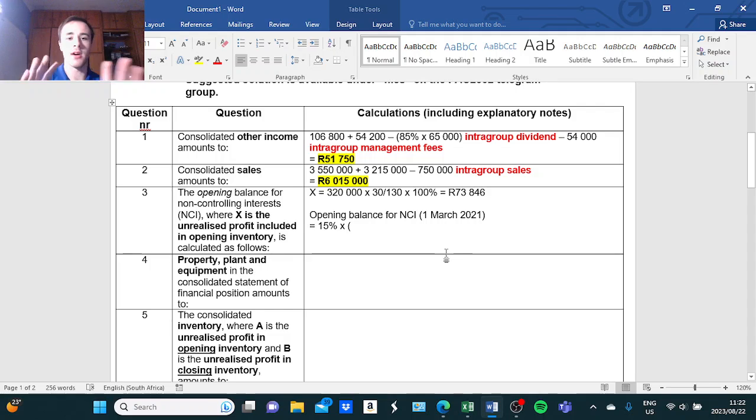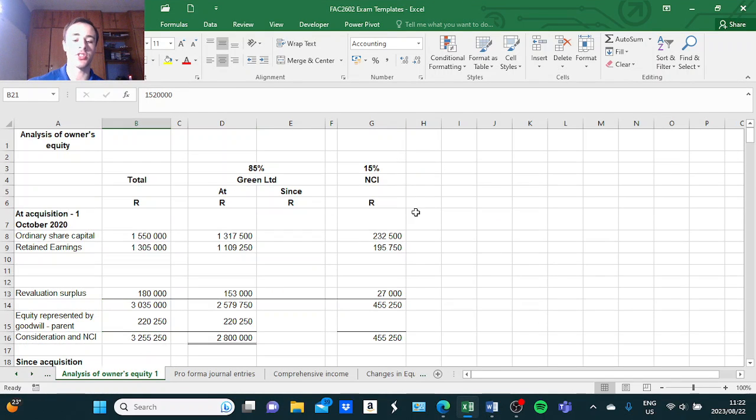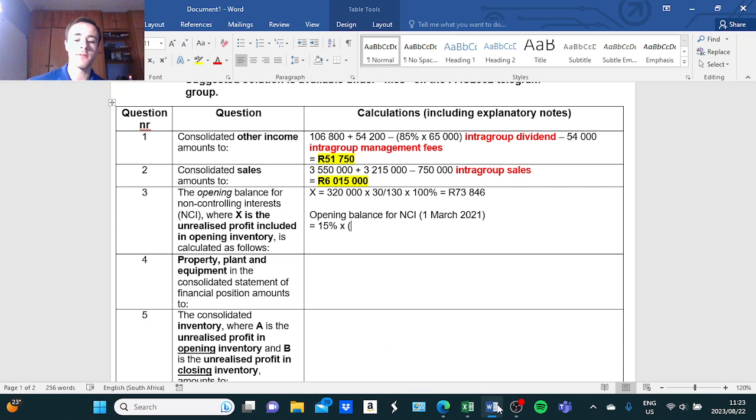Okay, let me split this so that you can understand the calculation easily. Alright, so we'll take 15% and we will first calculate the at acquisition balance of 455,250, which is just 15% of this amount right here. The sum of these three will give you 3,035,000, and 15% of this amount is attributable to NCI. So therefore 15% of 1,550,000, which was share capital.